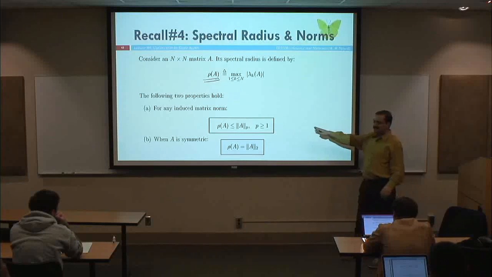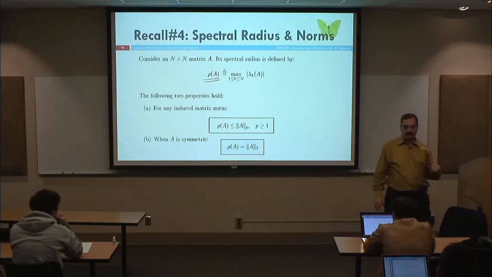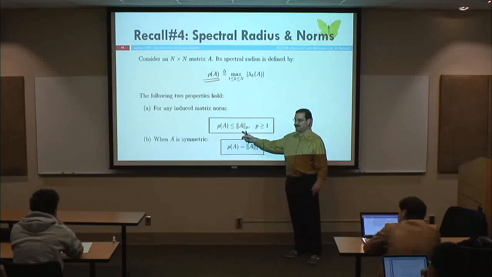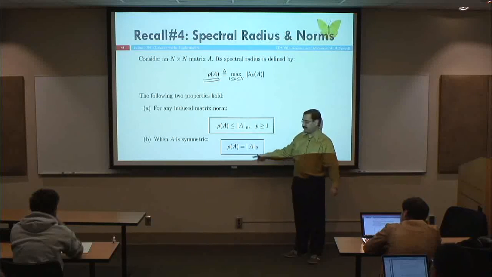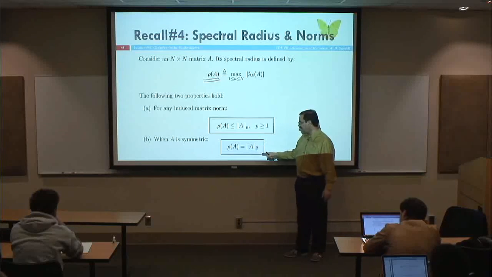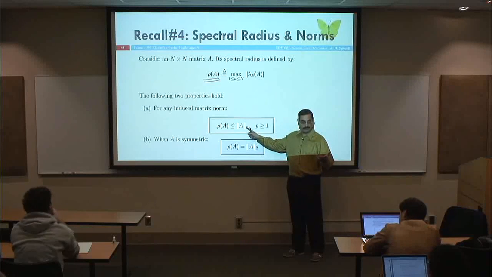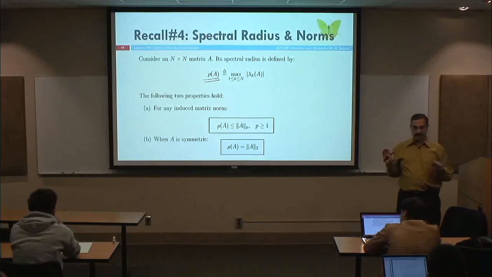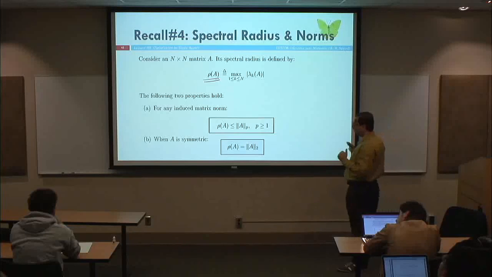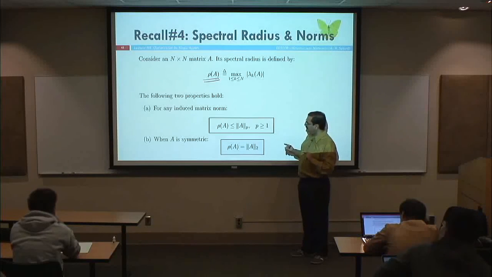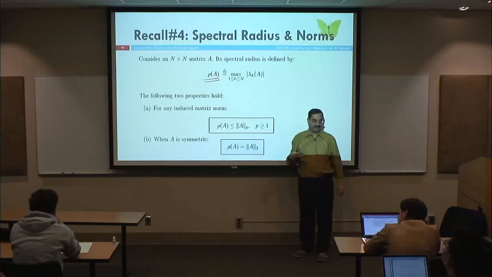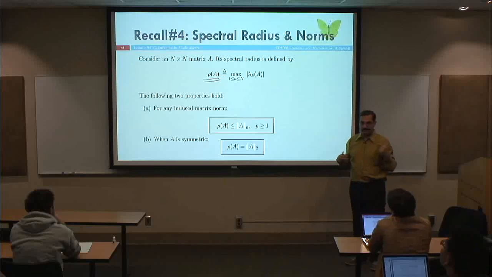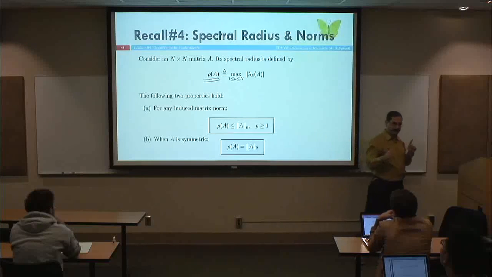Now, the spectral radius has these two useful properties. You can prove them as homework problems, not difficult to check. For any induced matrix norm, the one norm, for example, is an induced matrix norm. The two induced norm, which is the maximum singular value. The spectral radius is always upper bounded by any induced matrix norm. This is a property of spectral radius. And then, if the matrix happens to be symmetric, its spectral radius is equal to its spectral norm. Okay, you should know that.